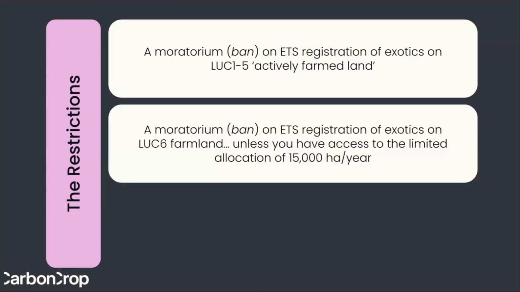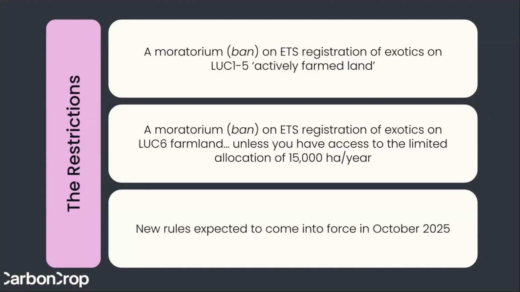There is also a ban on ETS registration of exotics on LUC 6 farmland, unless you have access to the limited allocation of 15,000 hectares per year. This here is a paraphrasing of the original wording, and I think is a better way to think about it. They say there's a registration limit of 15,000 hectares. Because the circumstances under which you can access that limit are currently unclear, I would suggest treating this as a ban unless you know how you're going to access the 15,000 hectares or a share thereof. And these rules are expected, or at least indicated, to come into force in October of 2025. So it's not a long-term distant thing.